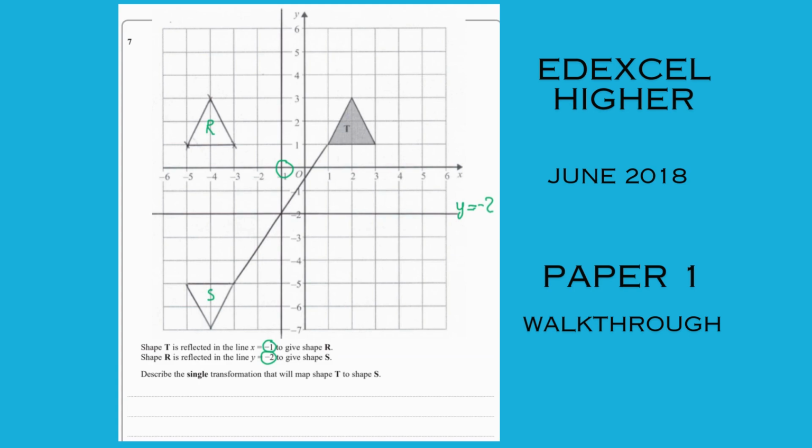Describe the single transformation. Now you could have, by the way, enlargement, scale factor -1, around centre there because it's equidistant away. 2 to the right, 3 up, 2 to the left, 3 down. So the enlargement is a possibility, but I'd argue the more obvious one is that it's a rotation. Half a turn, in other words, 180 degrees around the centre of where those lines actually intersect, -1, -2. So a couple of potential right answers for that.